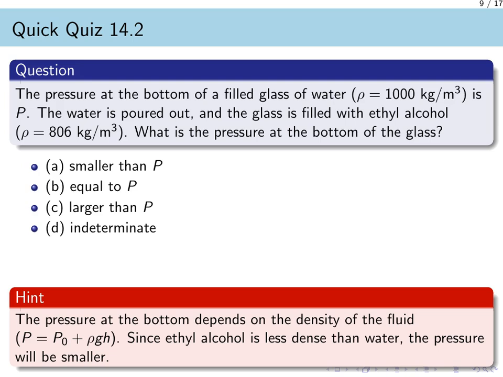The only factor that is different between the two scenarios is the density of the fluid, represented by the Greek letter rho. The slide gives us the densities. Water has a density of 1,000 kilograms per cubic meter, while ethyl alcohol has a density of 806 kilograms per cubic meter. Since pressure is directly proportional to density, the less dense fluid will create less pressure. Therefore, the pressure at the bottom of the glass filled with ethyl alcohol is smaller than the pressure from the water.